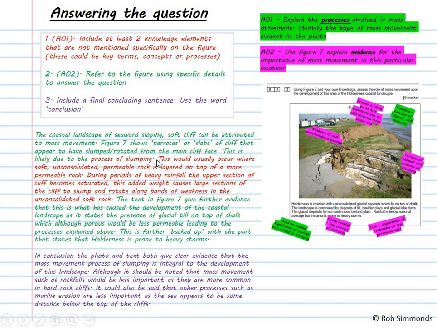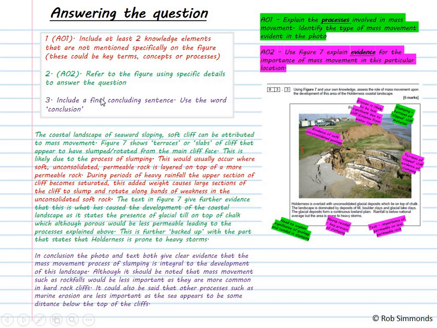So into some of the AO1 knowledge, this would usually occur where soft, unconsolidated, permeable rock is layered on top of less permeable rock. That's the typo, apologies. During periods of heavy rainfall, the upper section of the cliff becomes saturated. This added weight causes a large section of the cliff to slump and rotate along bands of weaknesses in the unconsolidated soft rock. That hopefully is showing off my key knowledge to a degree that would get me 2 marks.